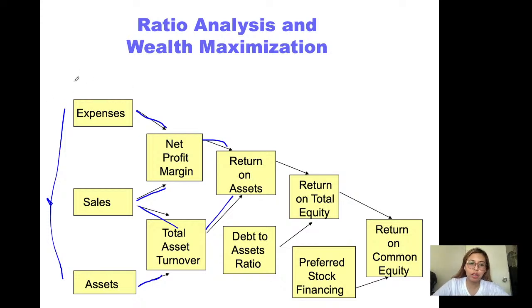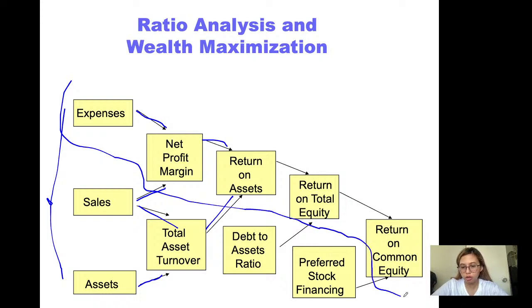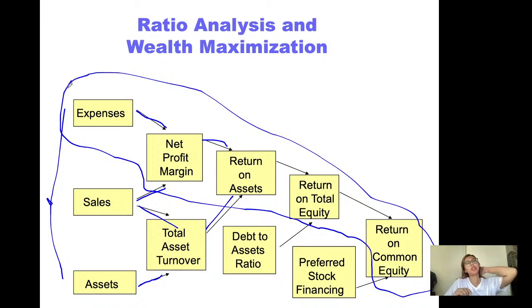But take note of this. This is the only one that touched this point. So, expenses, net profit margin, return on assets, return on total equity, and return on common equity. So, this is the most important part of wealth maximization.